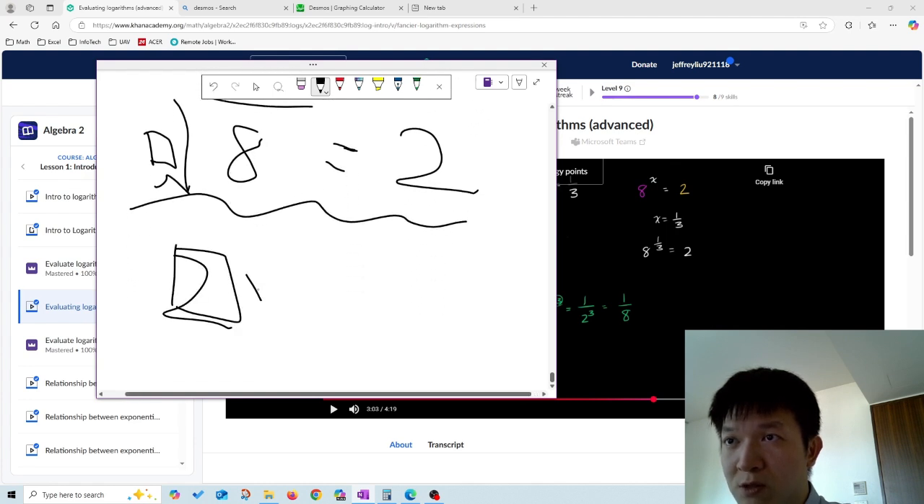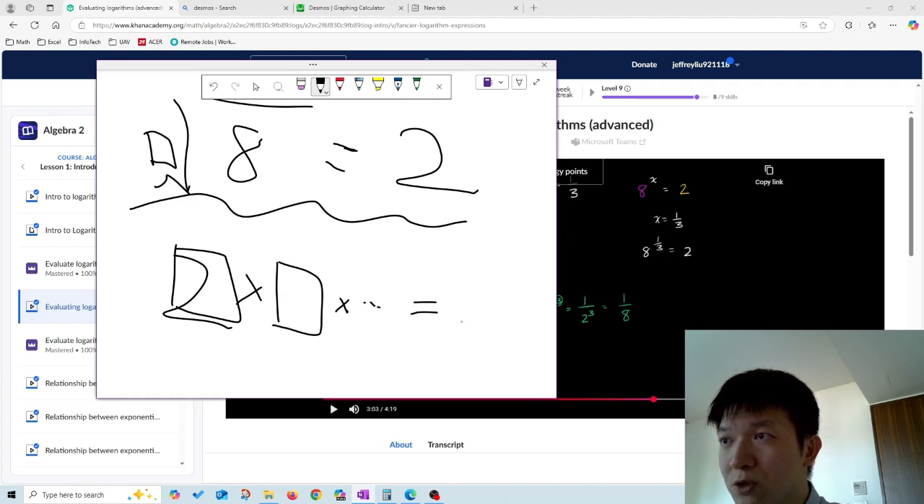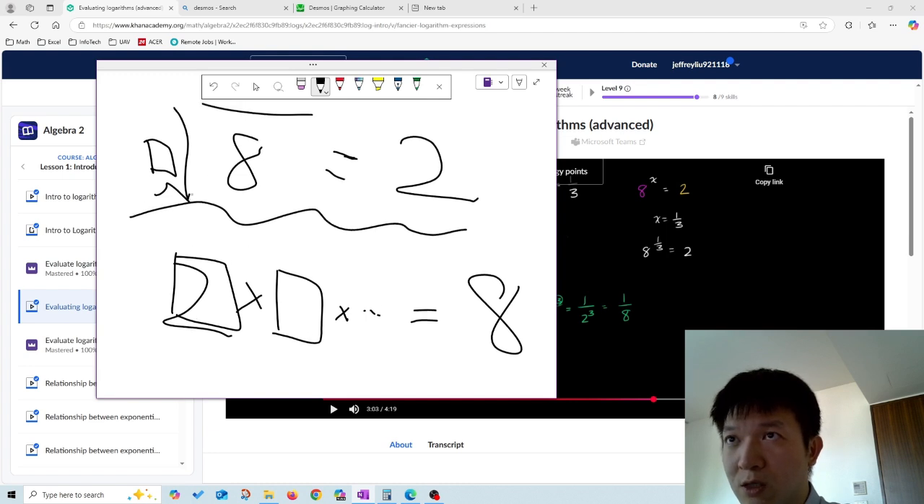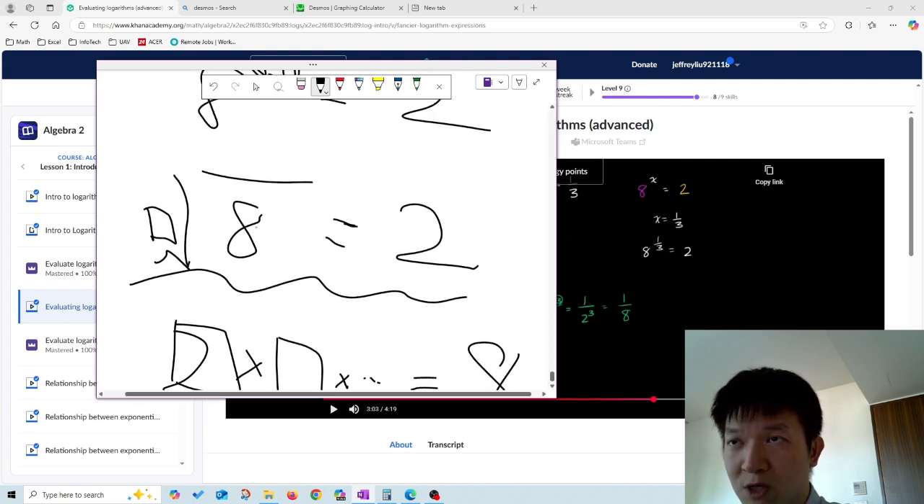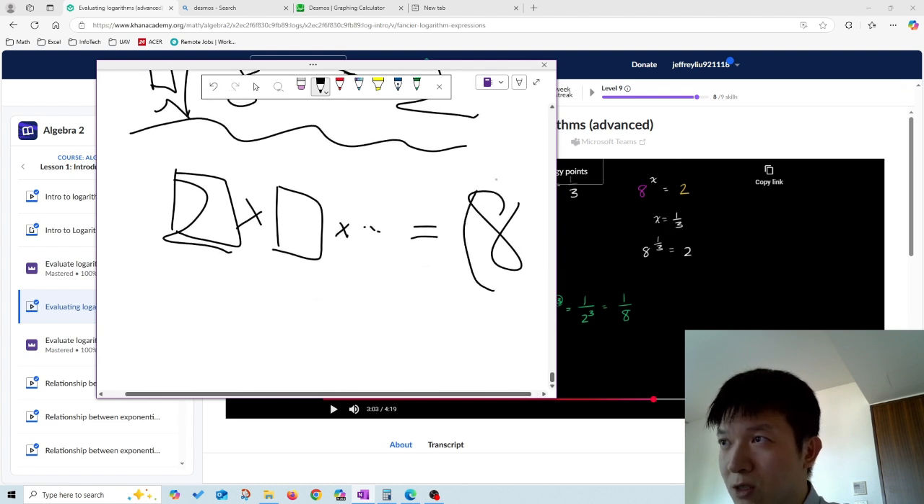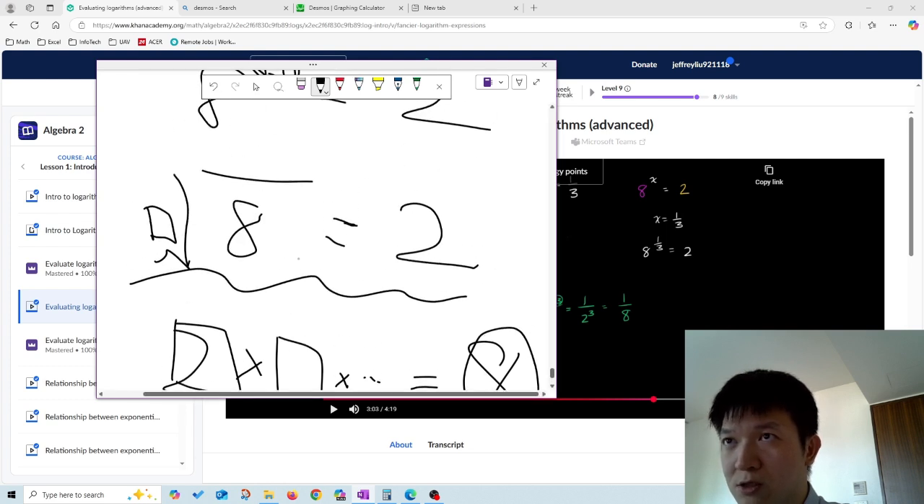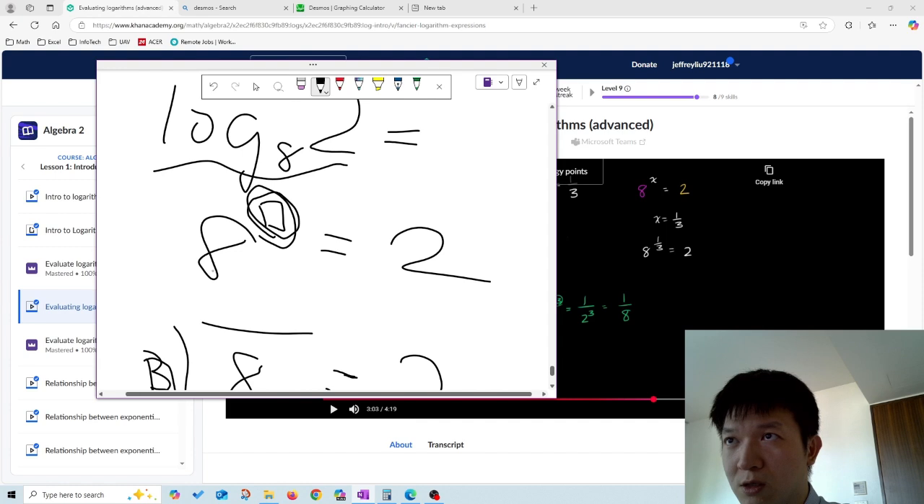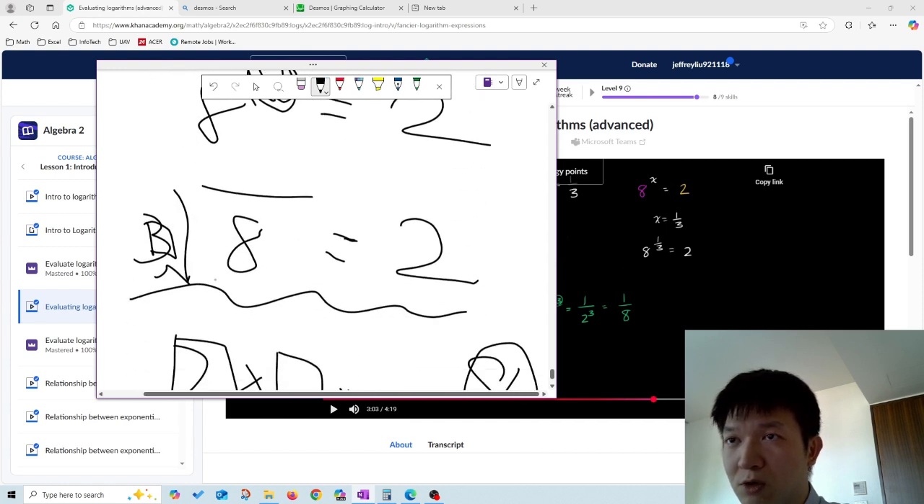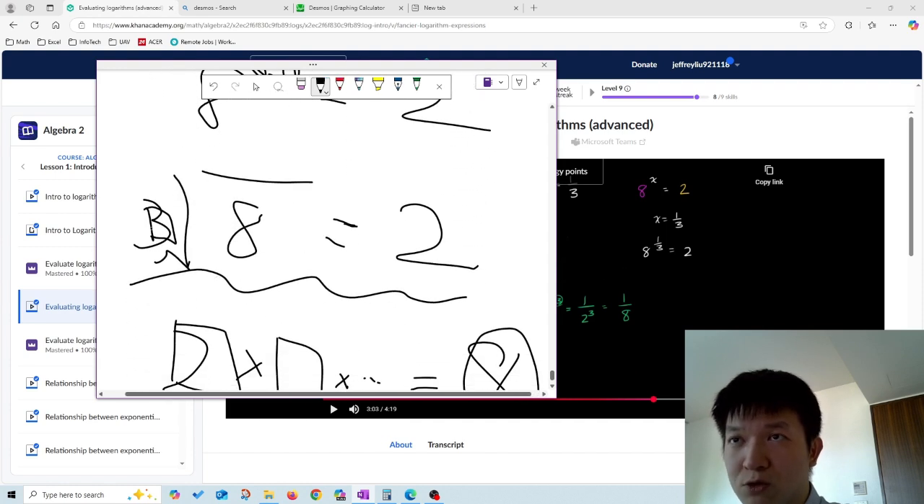2 times how many times, we don't know, equals 8, right? That's essentially what the root of the sum number is asking you. So 2, how many times does it have to be multiplied to get to 8? The answer would be 3. Okay, the answer would be 3, but we take a root of that.